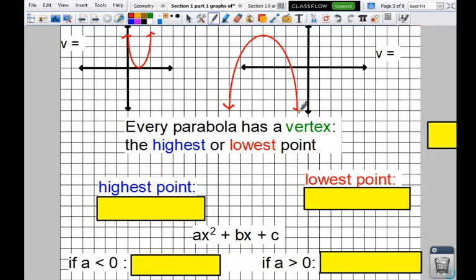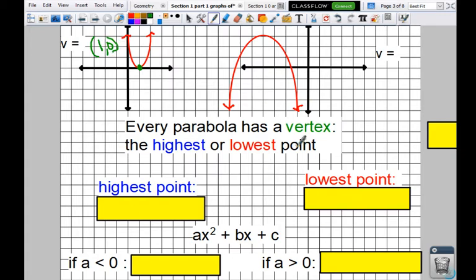Good job. Okay. So your vertex is the very highest or very lowest point. If I look at this little parabola over here, my vertex is the very lowest point, right here. And usually when we talk about vertexes, we are going to say the x comma y. So I start here in the middle, 1, and then I'm at 0. I'm not going up or down. This vertex is at 1, 0.